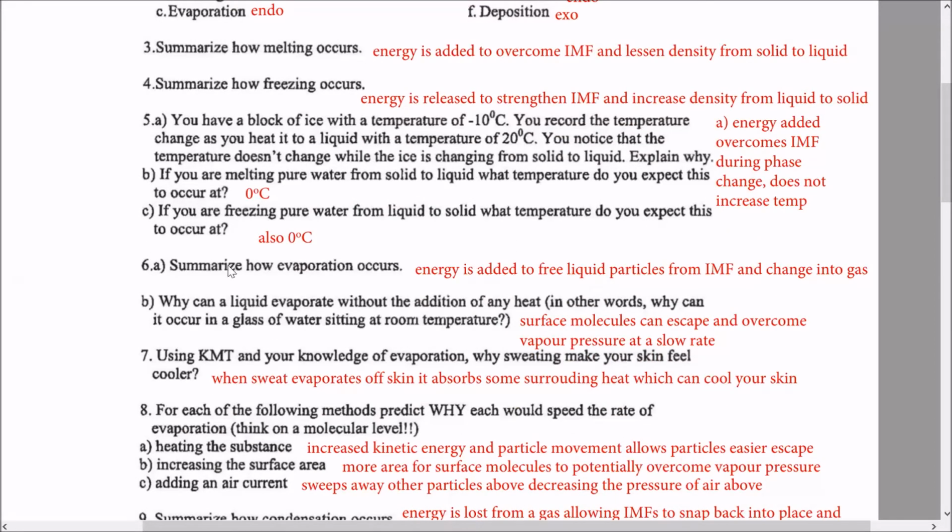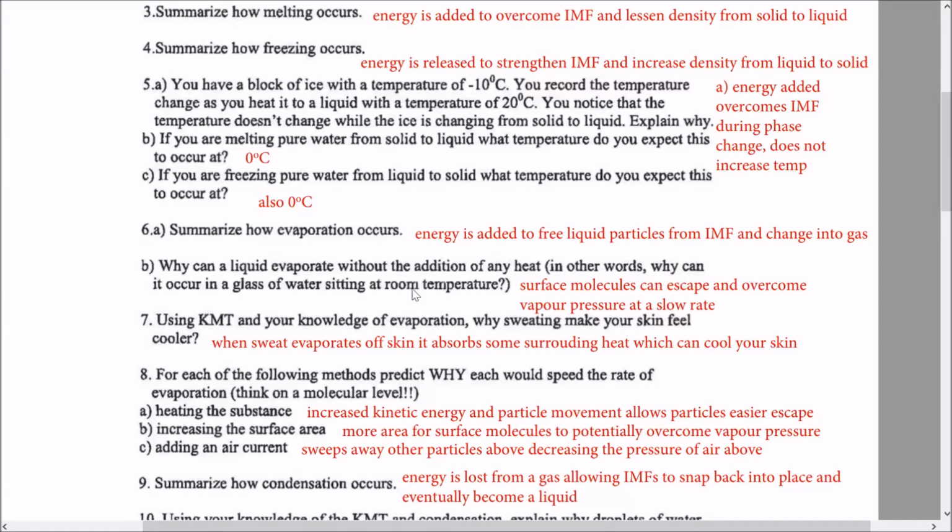Summarize how evaporation occurs. Energy is added to free liquid particles from IMF and change into gas. By free liquid particles, we mean we're going to break free from the intermolecular forces of attraction. We do that by adding energy to allow the liquid molecules to escape and stop being attracted to one another. Then they can become gases and start moving in any direction, being more energetic. So we're breaking free from the liquid attraction that keeps the liquid together and moving it into a gas by adding energy.